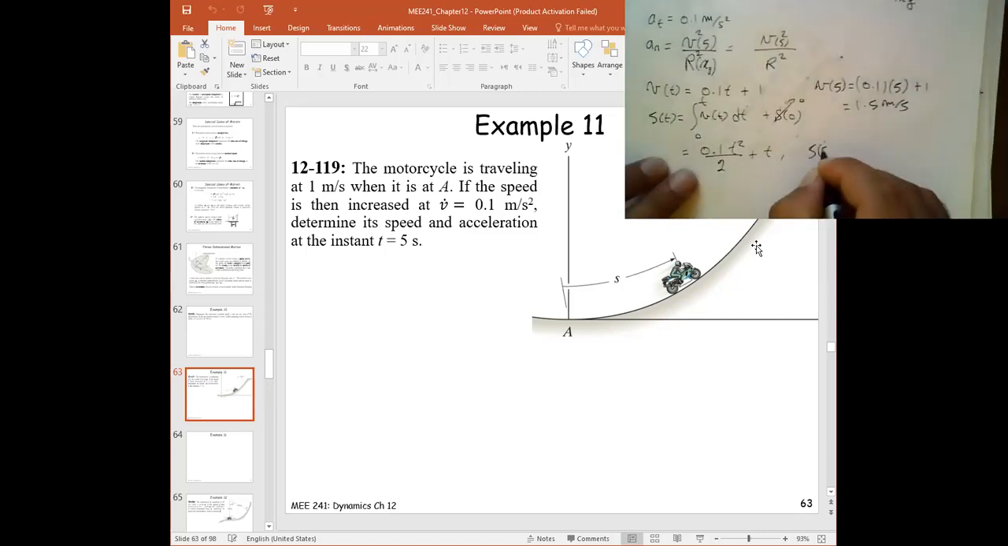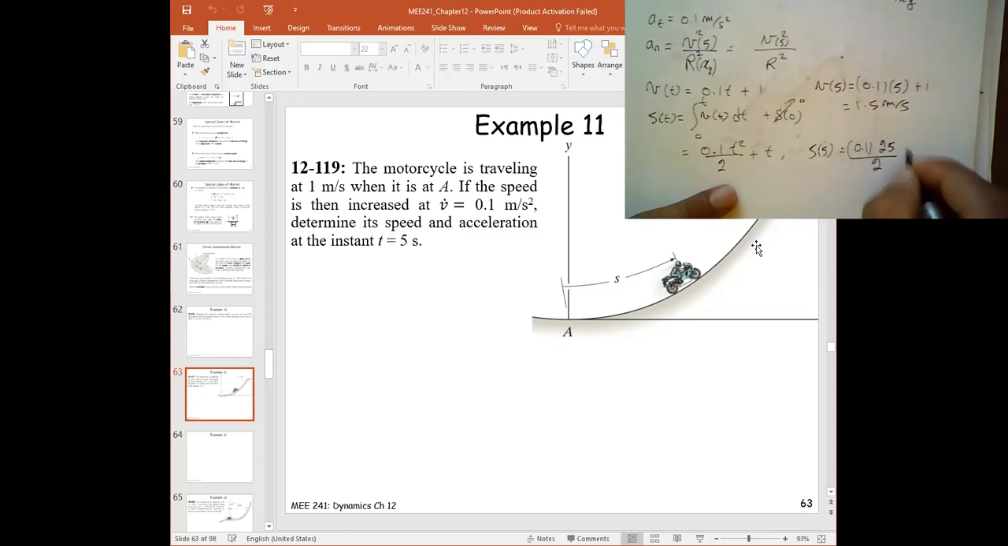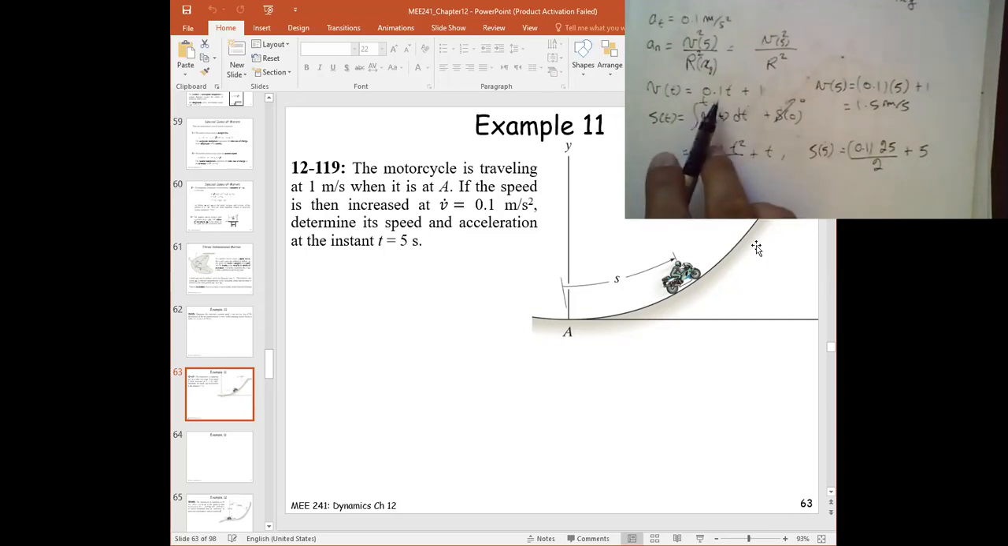So let's find S of 5 seconds, to see how much we have traveled along the curve. Let's plug that in here. It's going to be 0.1 times 5 squared, which is 25, divided by 2, plus 5. Is that true? I think that's true. We have our velocity, and we integrated the velocity.